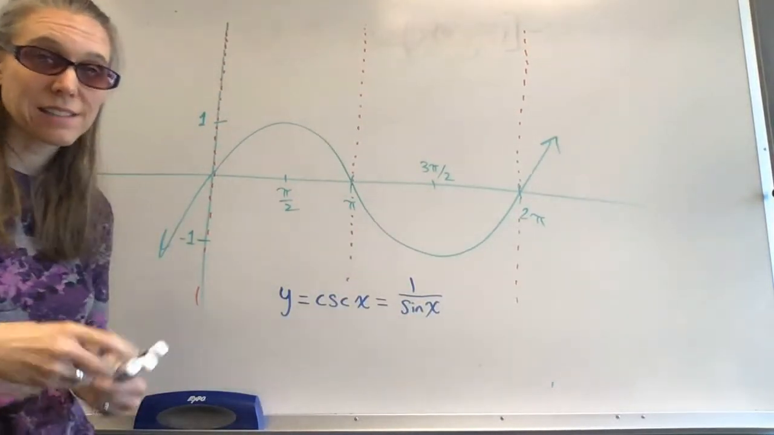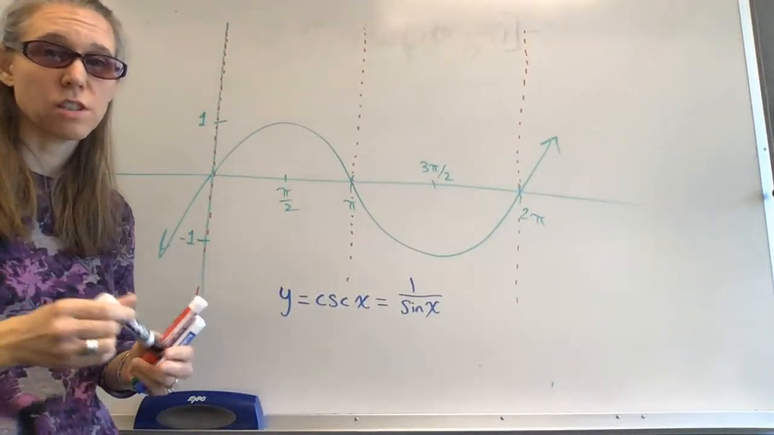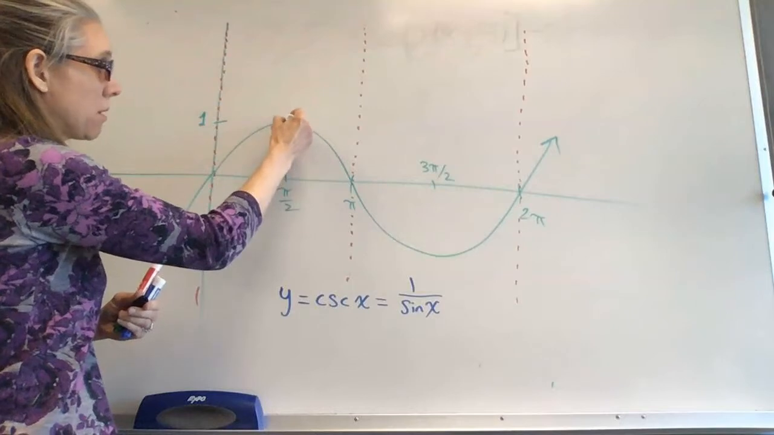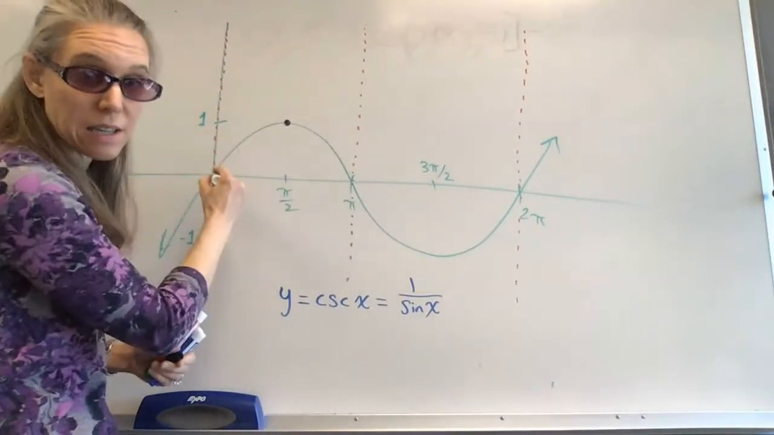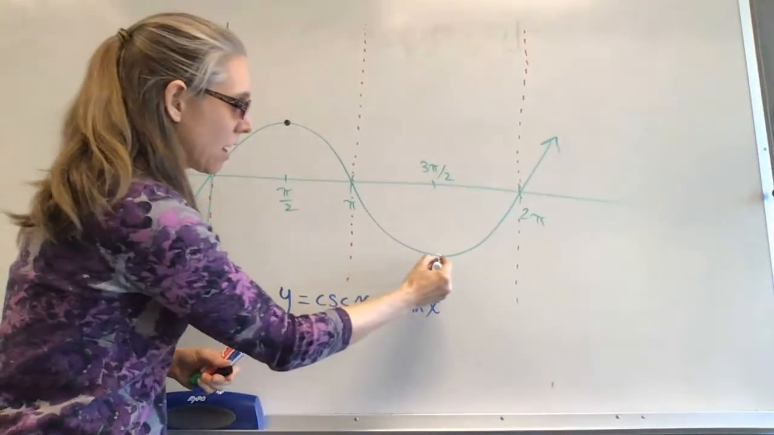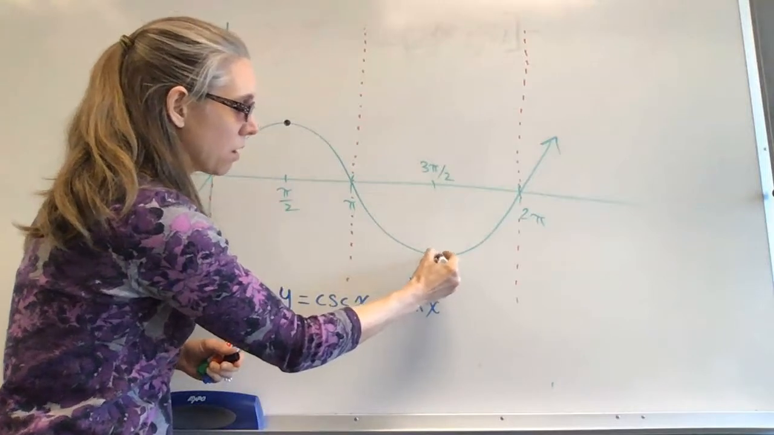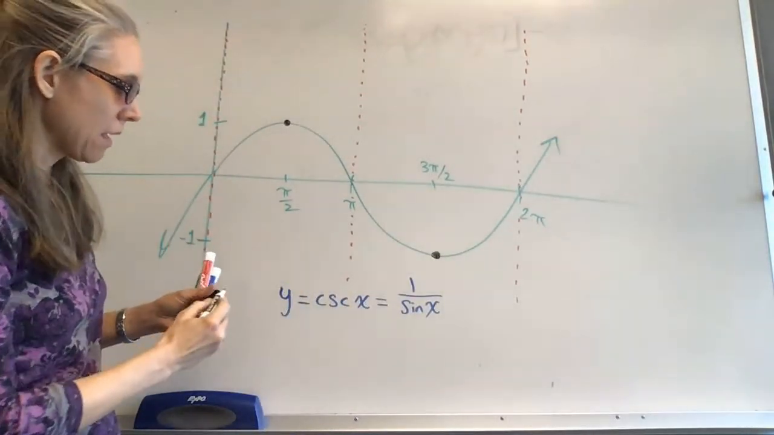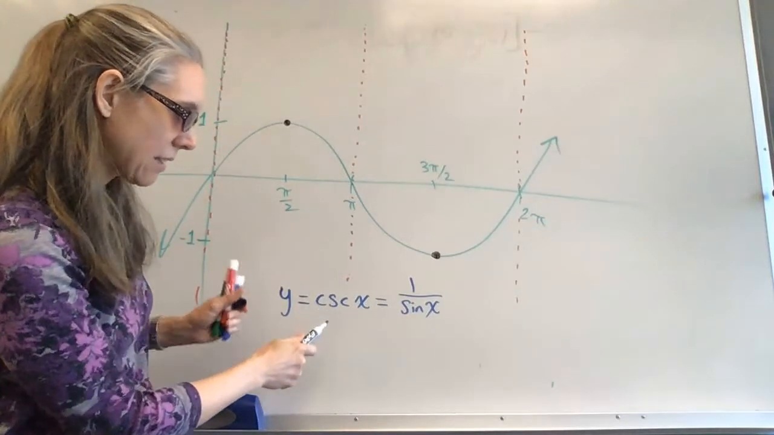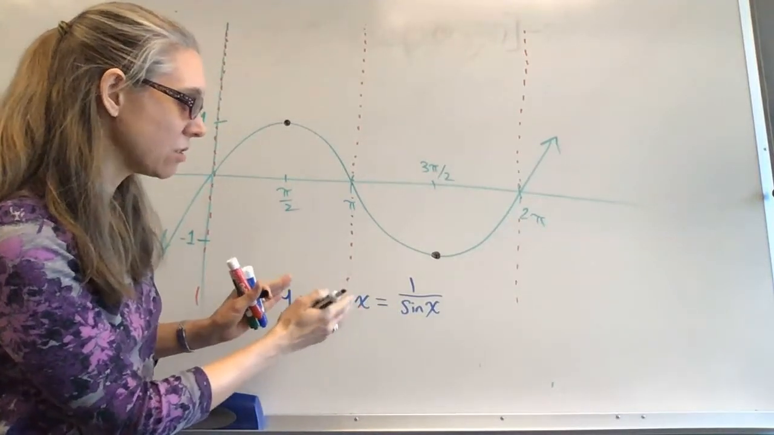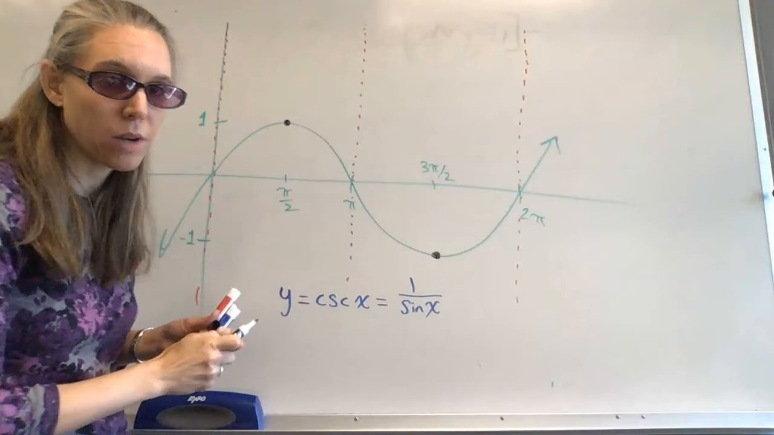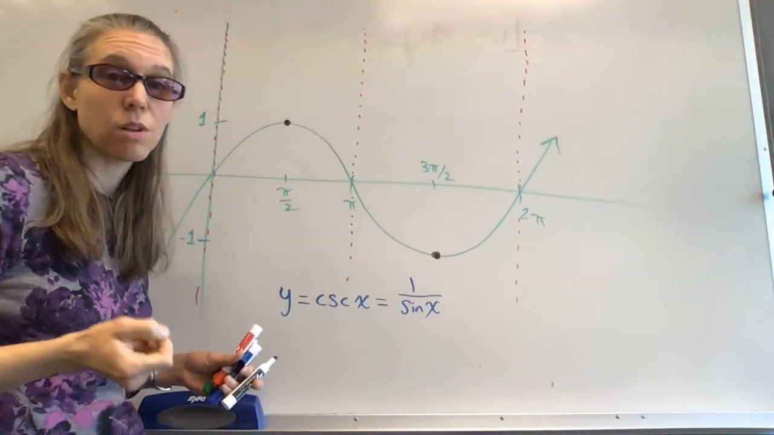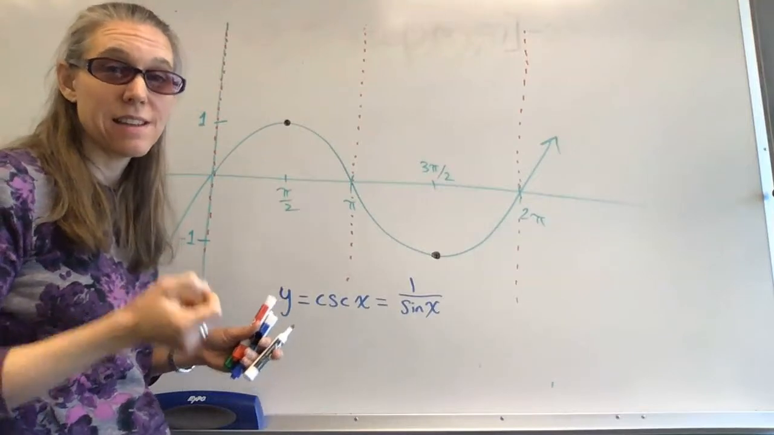Okay, so the next thing you need to do is place a dot at the top of any peak and another dot at the bottom of the troughs. And what we're going to see is that cosecant x and sine x actually do intersect at one point. The reciprocal of 1 is 1, and the reciprocal of negative 1 is negative 1.